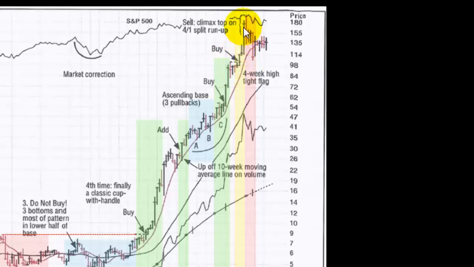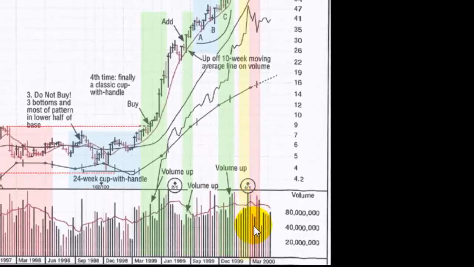Now, where you start to see some yellow flags is you see this climax top right here. And once you become aware of a climax top, you want to start scaling out. And especially here, we have the strong, huge up day followed by this huge down day. That's a red flag. You want to get out.